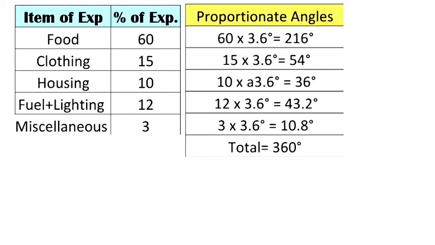Now, these are your proportionate angles. 60 into 3.6 is 216 degrees. 15 into 3.6 is 54 degrees. 10 into 3.6 is 36 degrees. 12 into 3.6 is 43.2 degrees, and 3 into 3.6 is 10.8 degrees. If you add all these proportionate angles, that is 216 plus 54 plus 36 plus 43.2 plus 10.8 degrees, you will get exactly 360 degrees. It means you have perfectly calculated the proportionate angles if the total is 360 degrees.